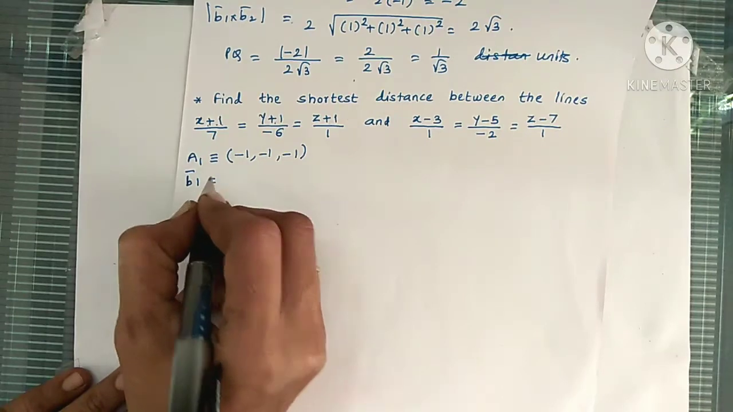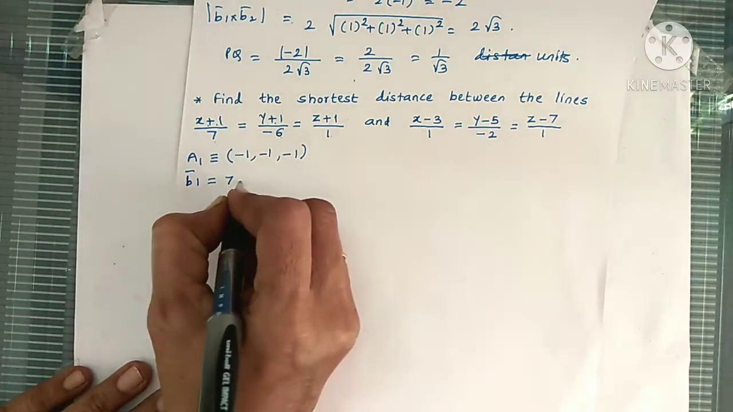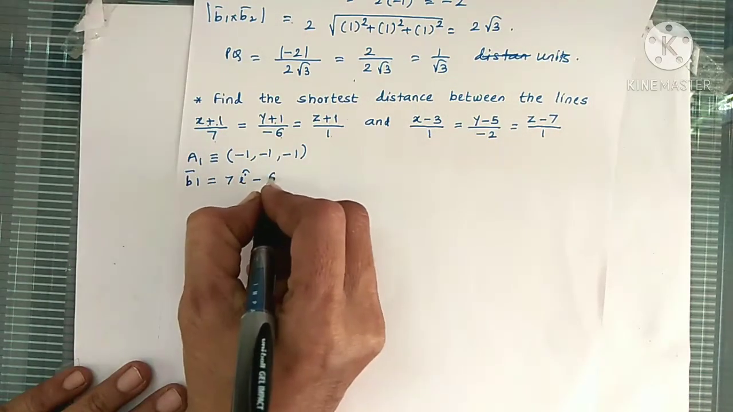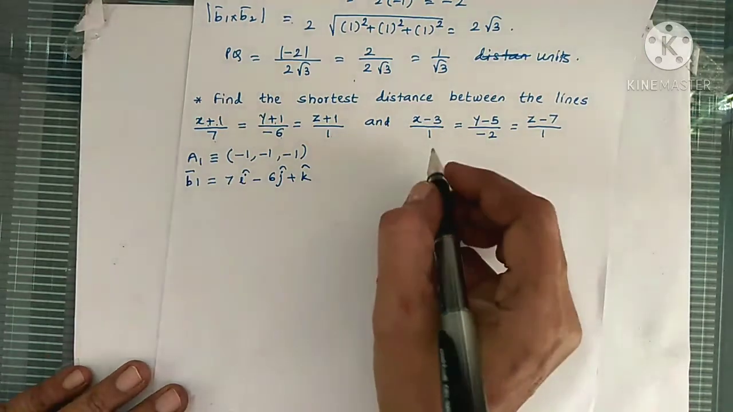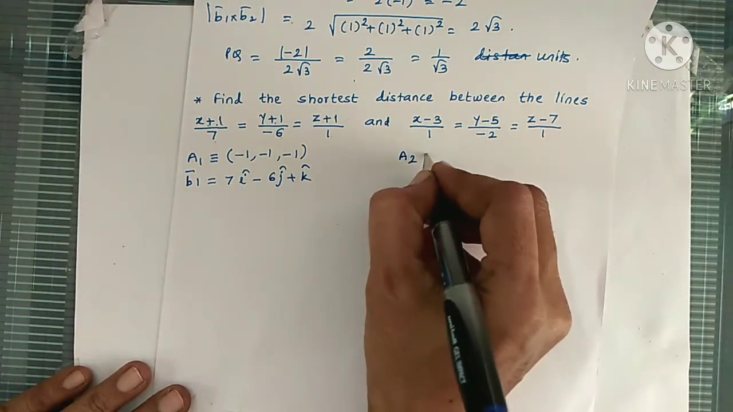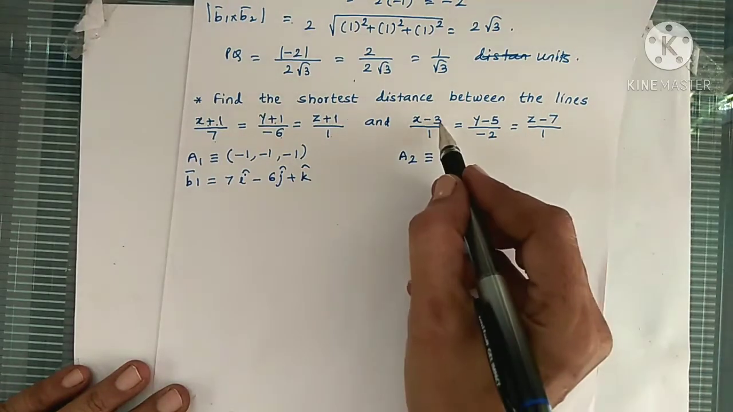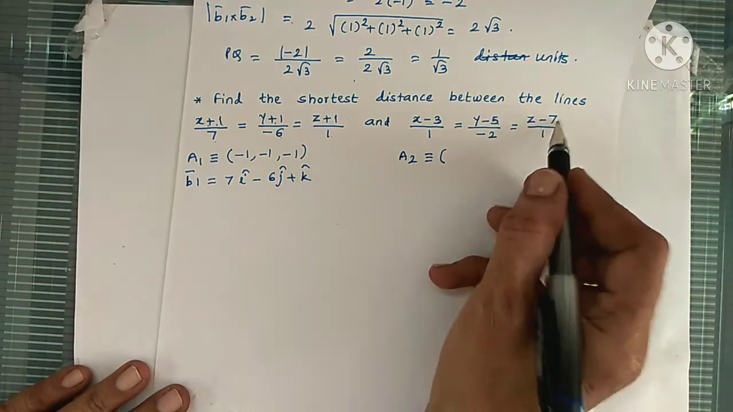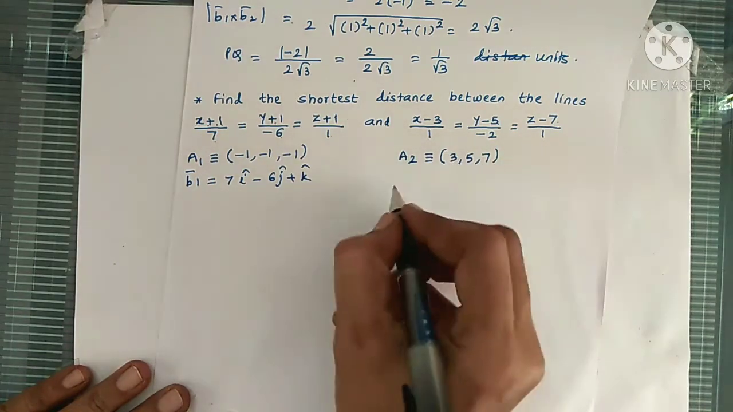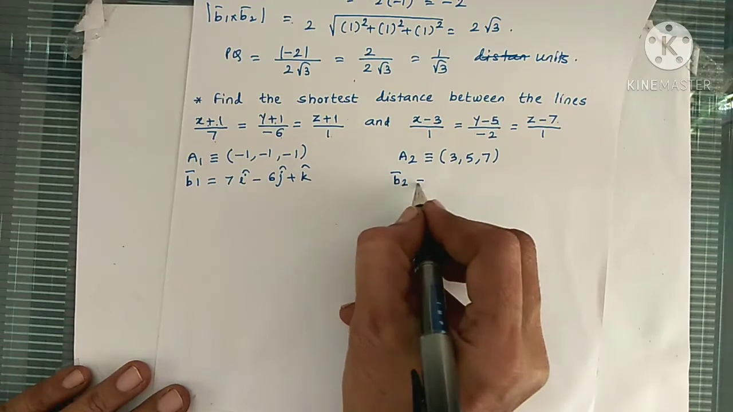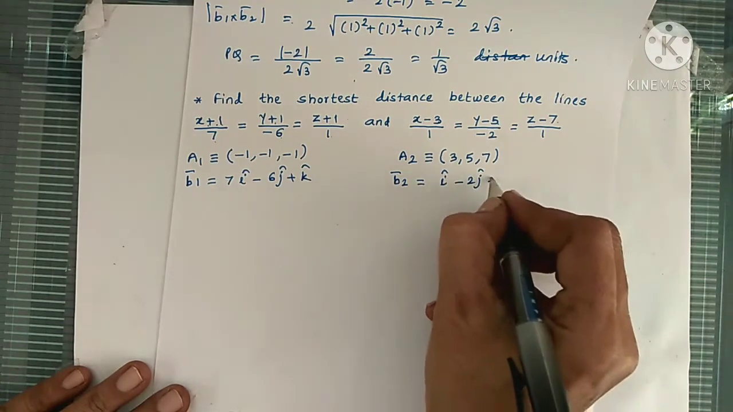b1 bar, direction ratios of the first line: 7, minus 6, 1. So it is 7 i cap minus 6 j cap plus k cap. Now the second line is given here. So let's write the point on the second line. Changing the signs, we have 3, 5, 7. That is the point on the second line. And direction ratios, b2 bar: i minus 2j plus k.